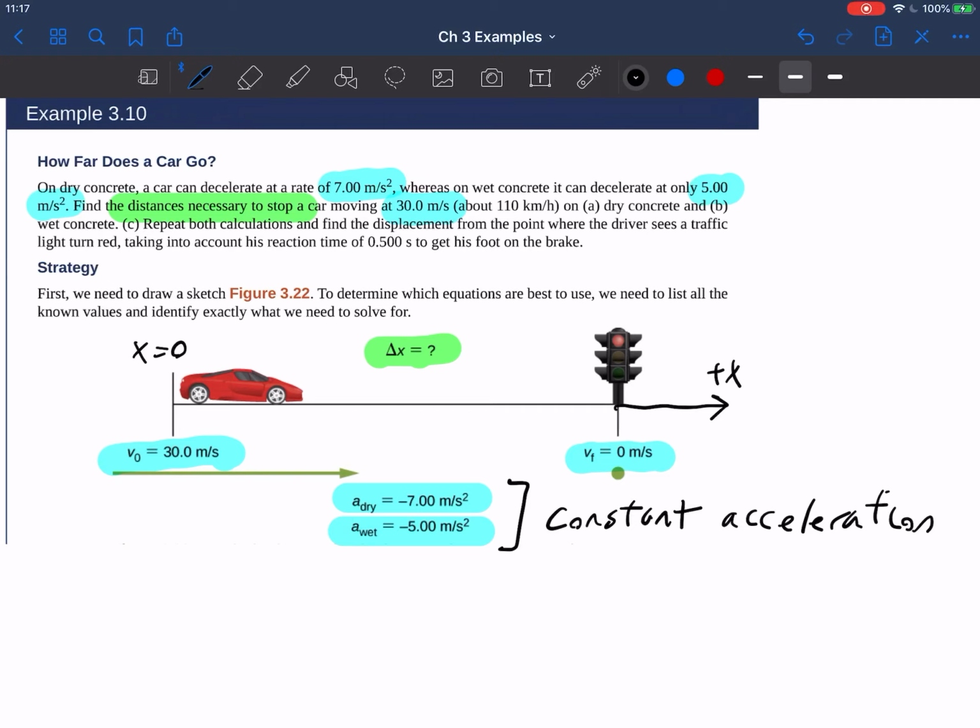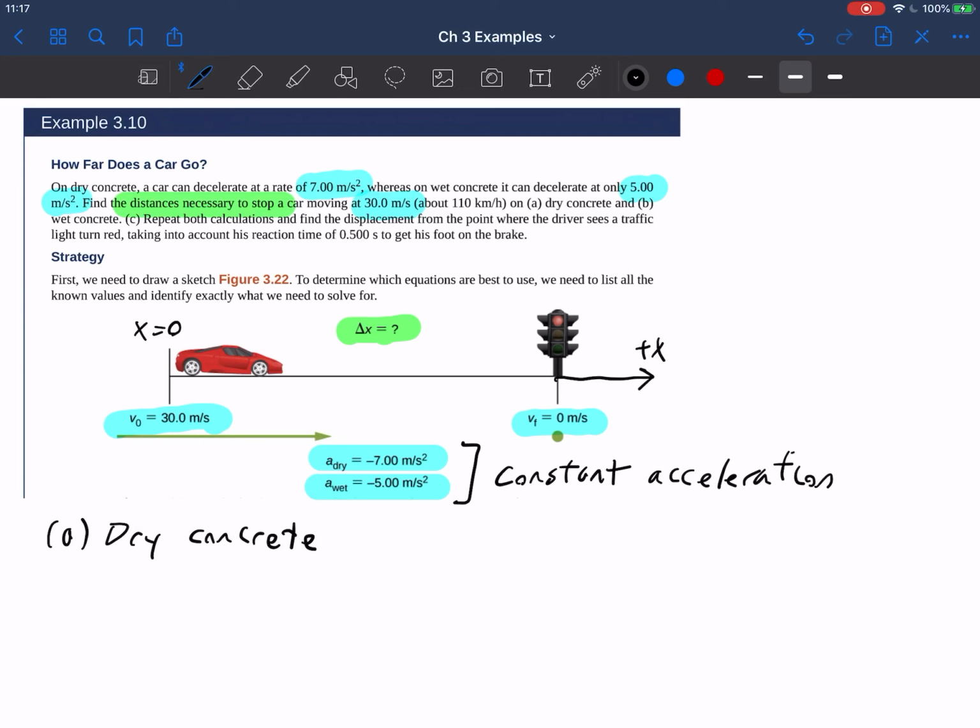So if we have constant acceleration, that indicates to us that there's a whole toolkit of equations that we can use to solve this problem, namely what we call the kinematic equations or the constant acceleration equations. We can look at our lecture notes or at our equation sheet and find those equations. If you recall, there's 4 of those equations which are relevant to you, and we now need to identify which of those 4 are going to be helpful to solving this problem. So okay, let's first solve part A, which is for dry concrete.